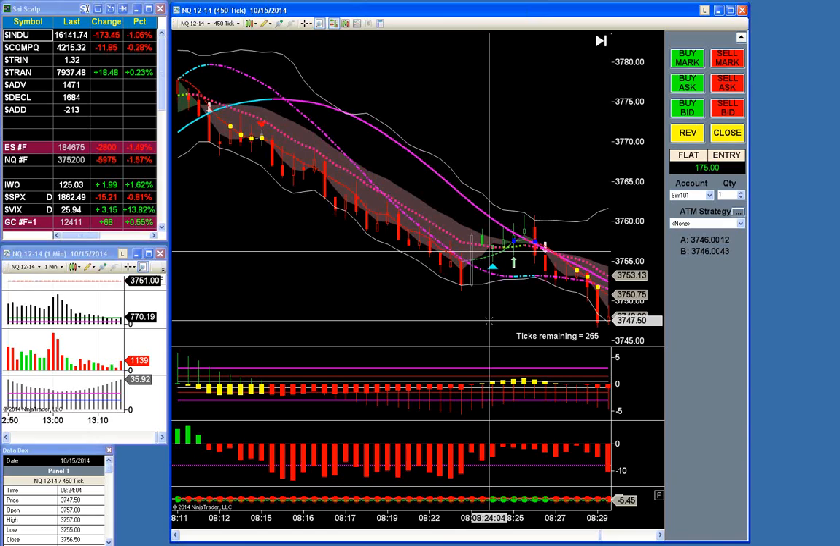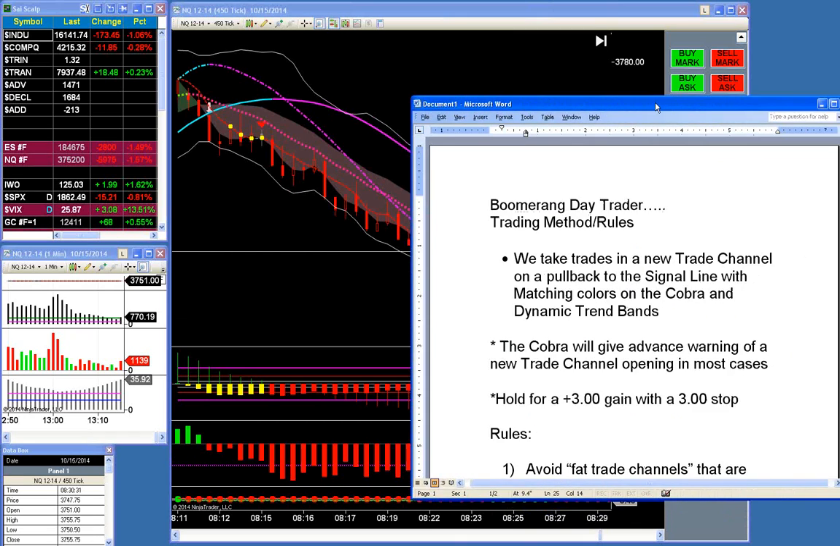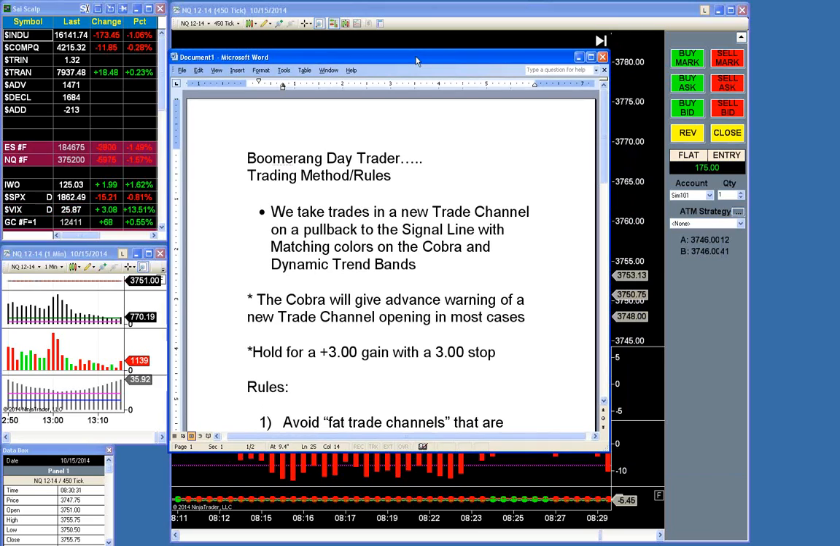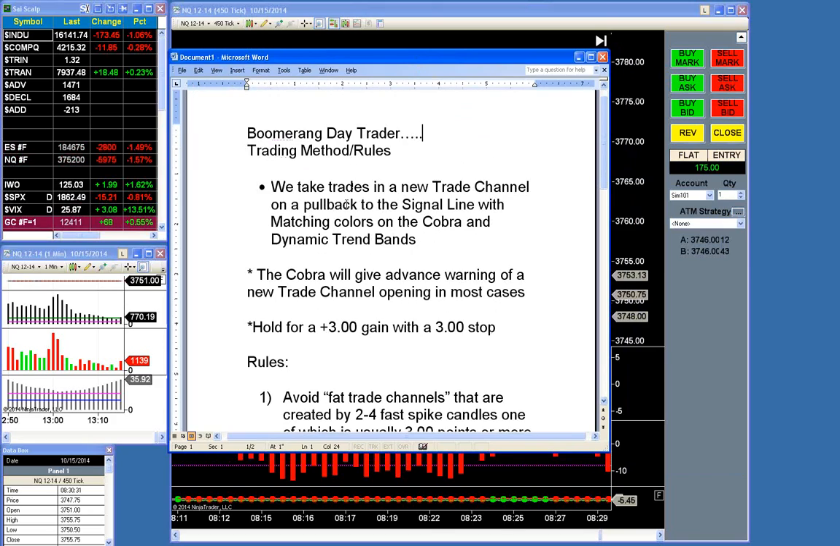Now, we have a previous PDF that we've used for the older Boomerang, but it doesn't apply to this one because it's a little different. First of all, let me go over that with you. And again, if you'd like a copy of this, you can always email me and I can send you a copy of this. First of all, here's the summary of everything right here.